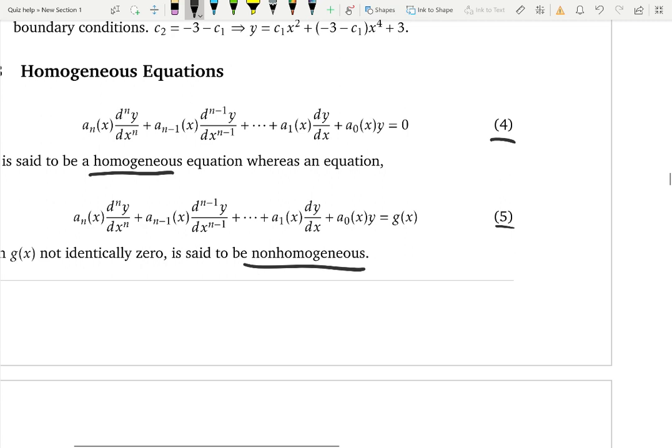So basically, what is the difference between equation 4 and 5? In equation 4 you have 0 on the right hand side, in equation 5 you have g(x) on the right hand side. That's what decides the homogeneity. Now g(x) is an isolated function. It's neither a coefficient of y nor of its derivatives. So what does this g(x) represent? It's like an external force.